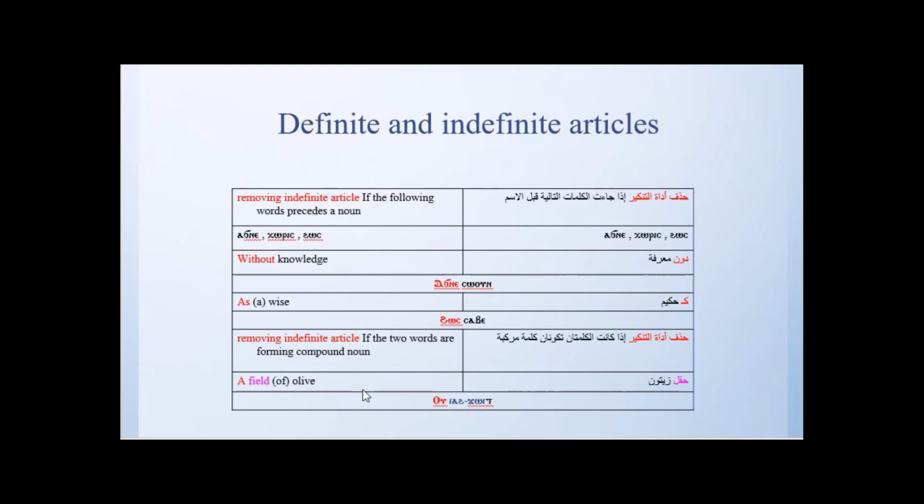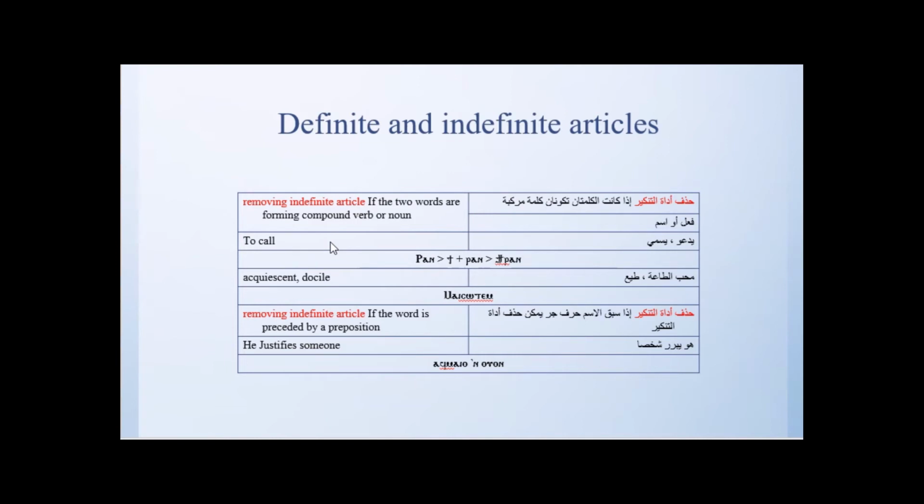In compound nouns, if we put a noun followed by another noun to give a new construction, we remove it from before the second noun. For example, we removed it from before goit, which means field, and it remained one word only.